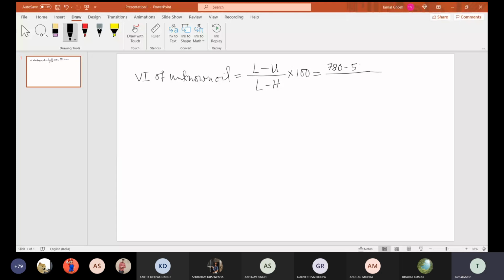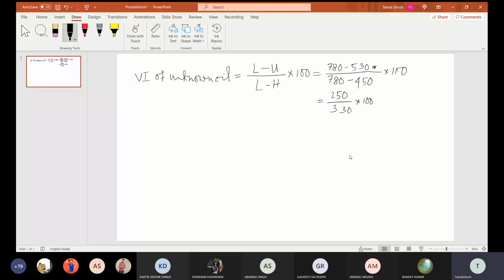780 minus... Pennsylvania oil is 450. Okay. So your calculation is 450 into 100. So this gives you 530, 250, and this is 330.